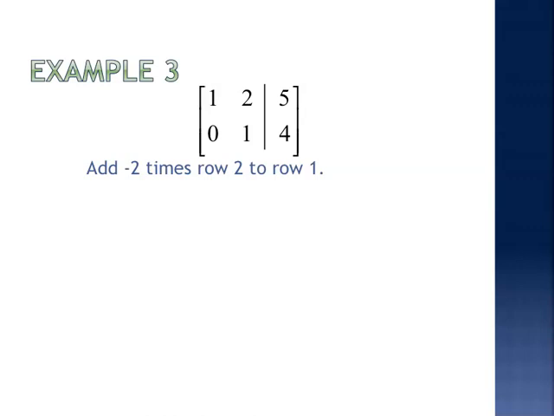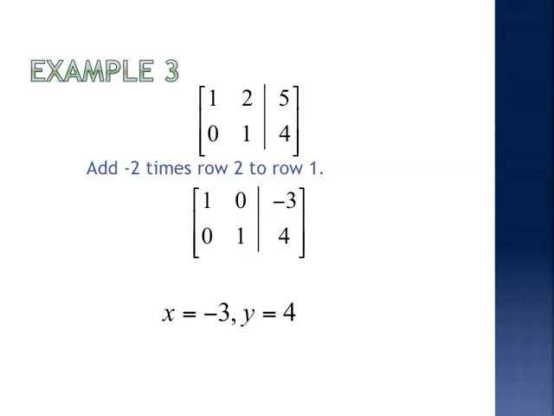So if I were to multiply row 2 by -2, I would have 0, -2, -8, and I'm going to add that to row 1. That leaves me with 1, 0, and then -3. Now that we have our identity matrix on the left, on the right, we have our solutions to x and y. So x is equal to -3 and y is equal to 4.